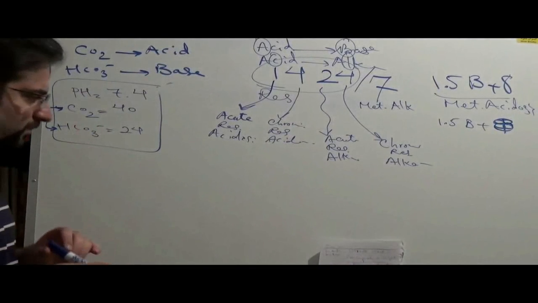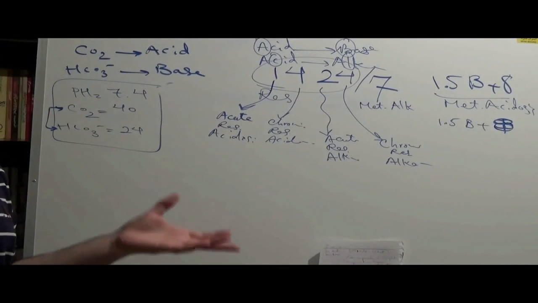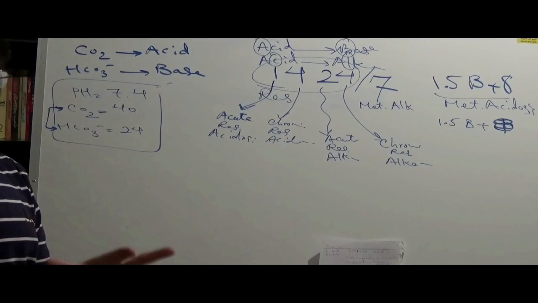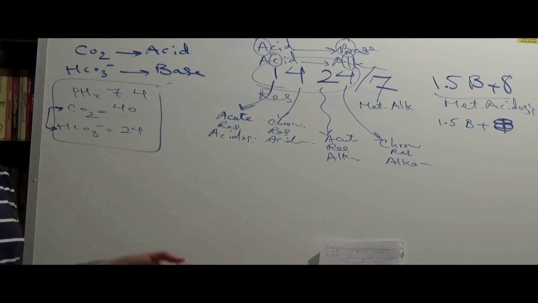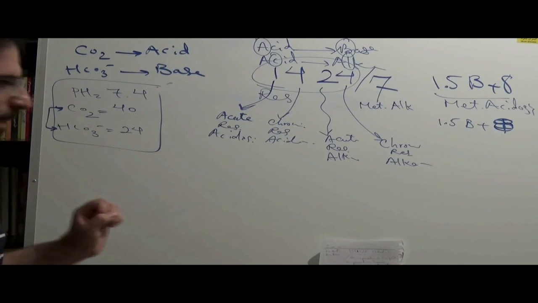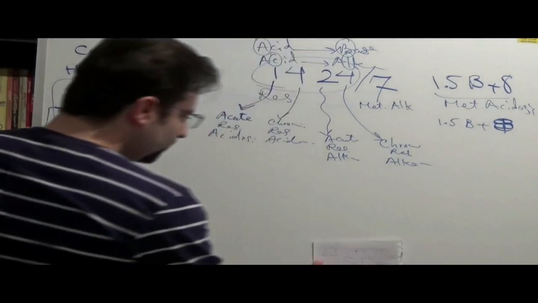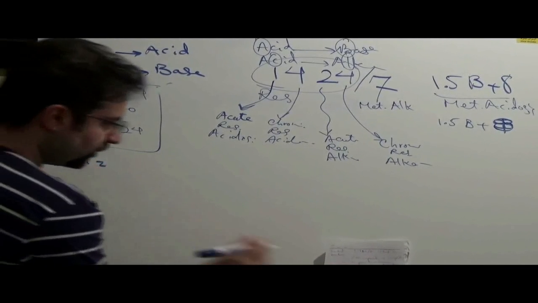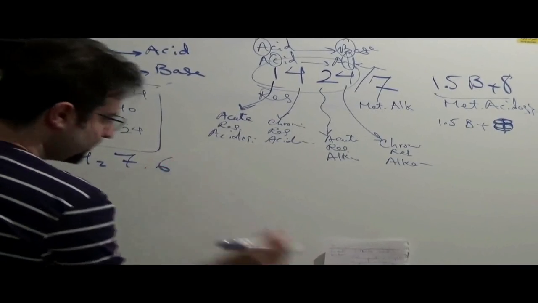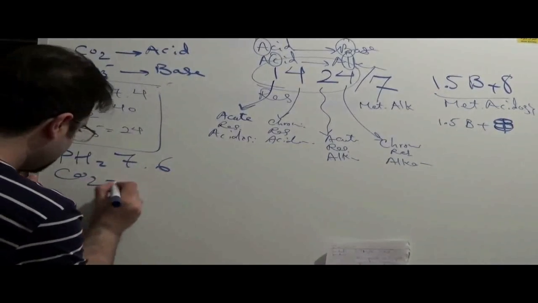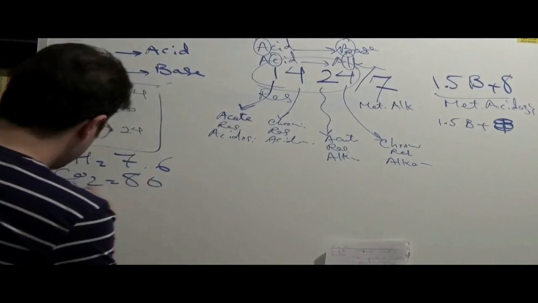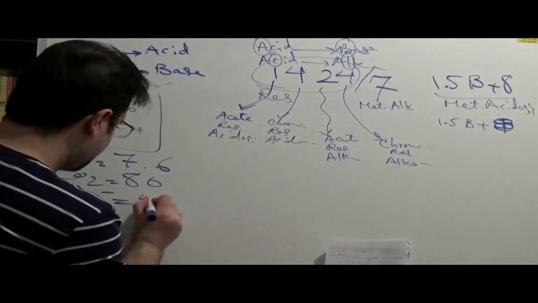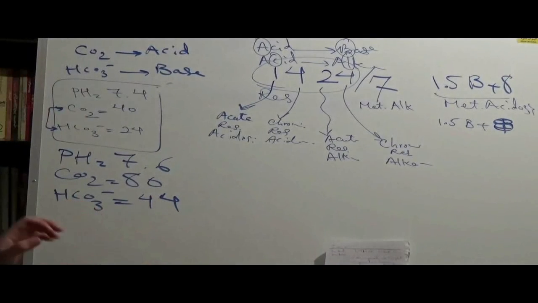Okay, so I'm done with the lesson of metabolic acidosis and alkalosis in the ABG. With some examples, we will be clear about all of these. The first example, we have pH equal to 7.6 and CO2 equal to 80 and HCO3 minus equal to 44. So we can solve this together.